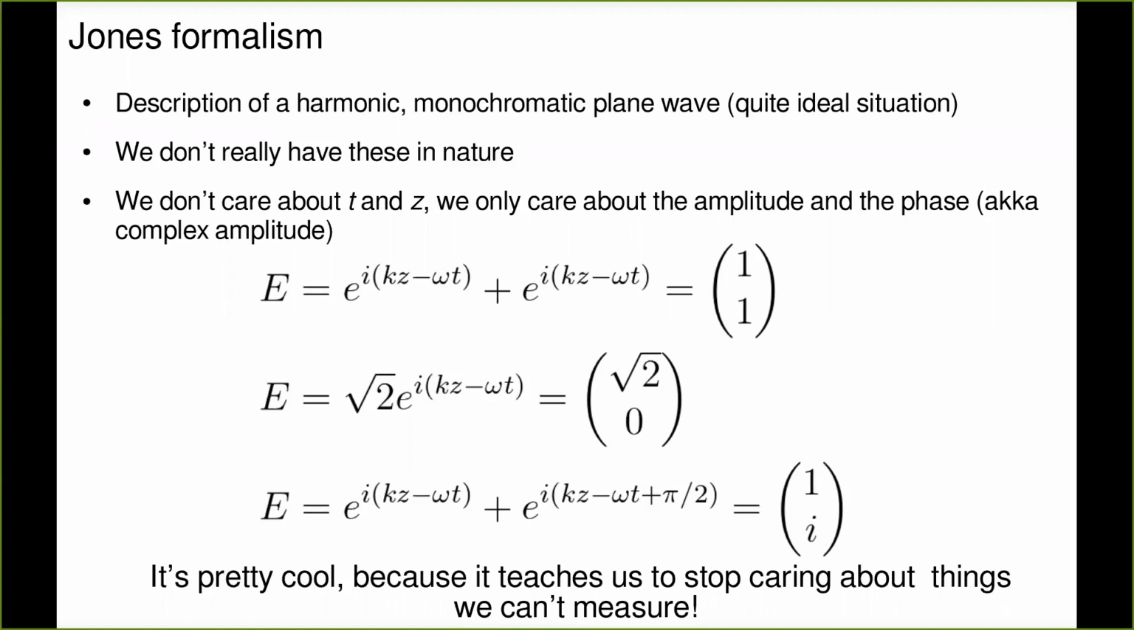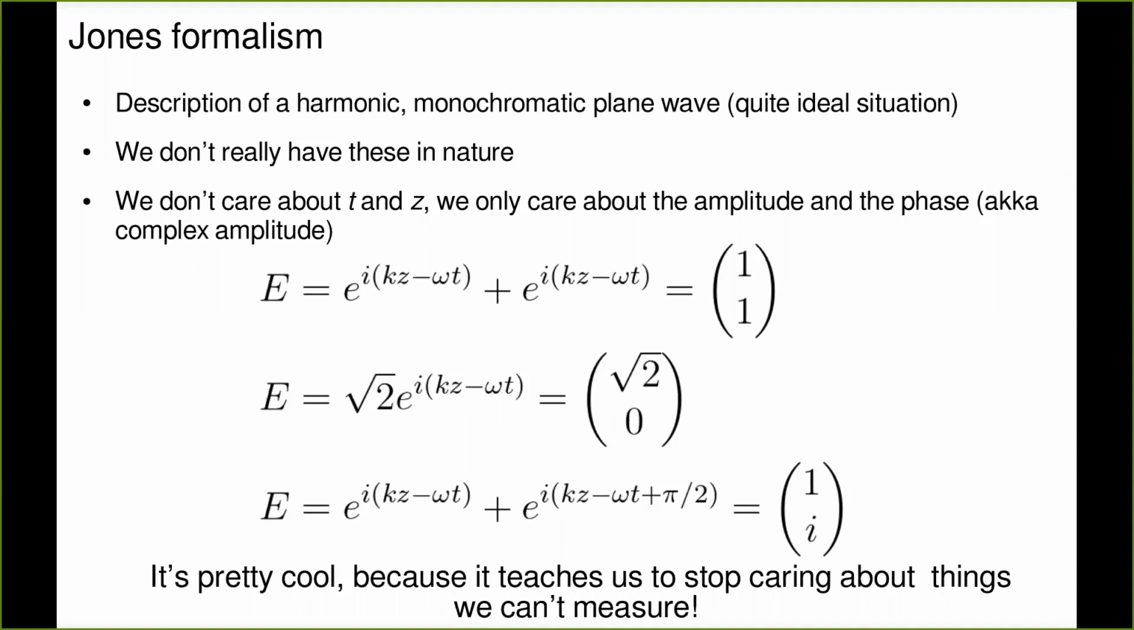The second one was Ex is square root of 2, Ey is 0, so I have square root of 2, 0. And here I finally have Ex and Ey, which are the same, but Ey is lagging by pi half. So I'm going to put this e to the i pi half, which is i, so it's going to look like this. And this is pretty cool.